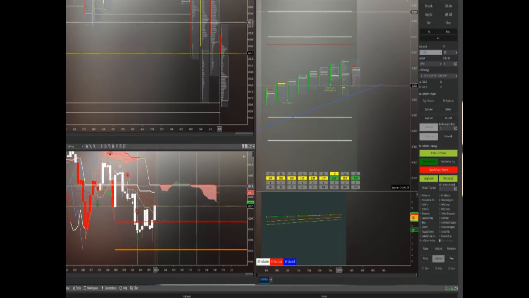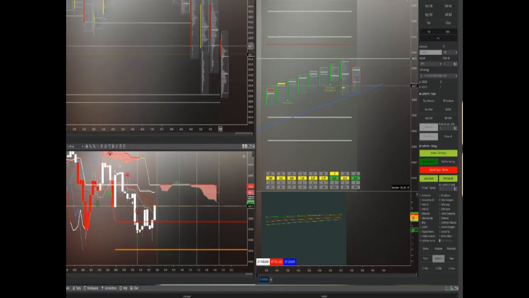We get above that, break above that, we can push up to here and onward. But we have to get above that cloud to do that. Until we get above that cloud, we're still looking for bearish opportunities.